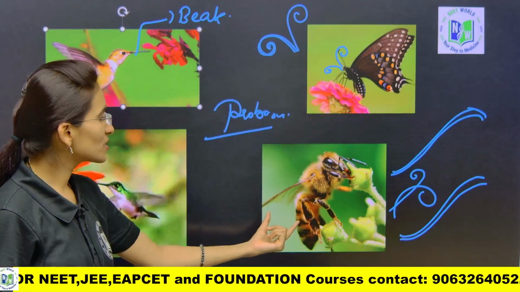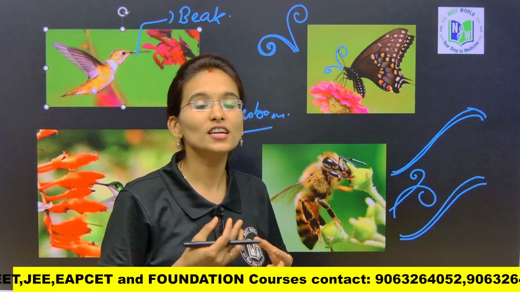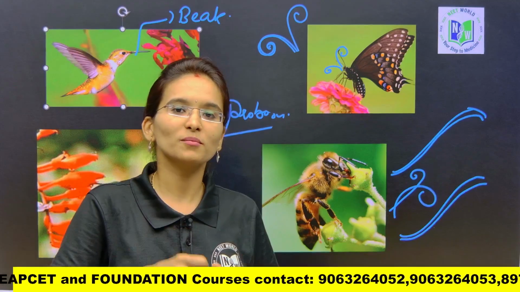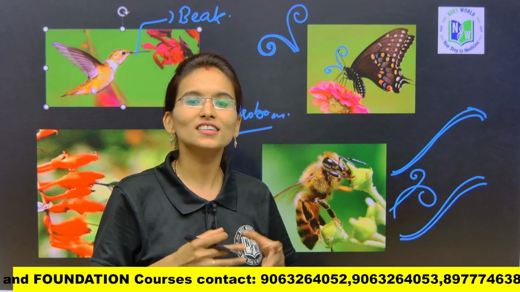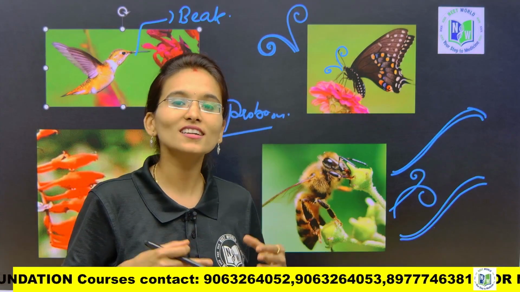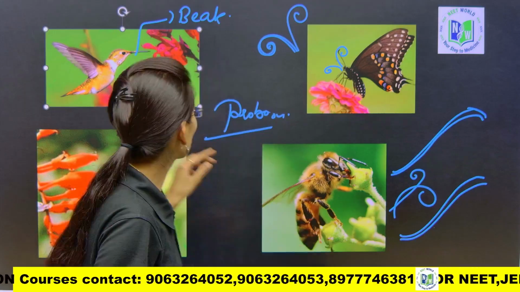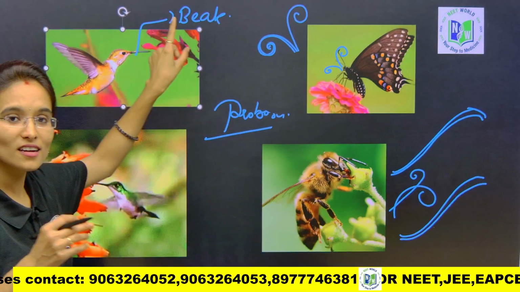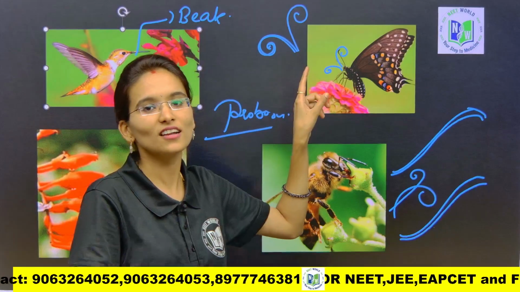And next, coming towards the honeybee, it uses the mouth to suck the nectar from the flowers. So these are the 3 different types of feeding organs in 3 different types of organisms. In hummingbird it uses a beak and tongue to extract and to suck the nectar from the flowers.